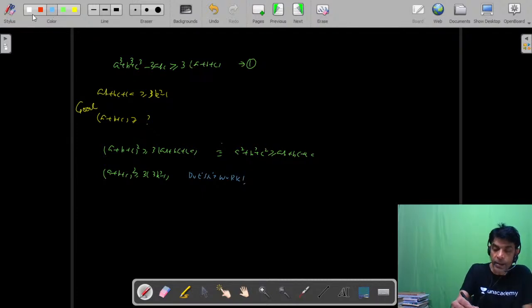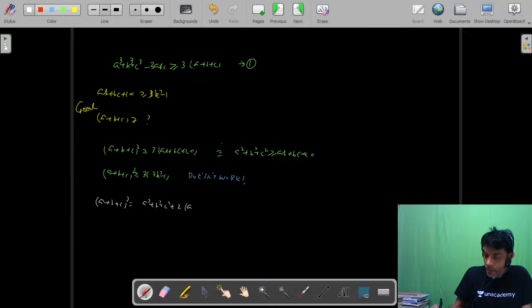So now we do it differently: I directly expand. To get a plus b plus c, I write (a plus b plus c) squared as a squared plus b squared plus c squared plus 2 times (ab plus bc plus ca). This I can write.